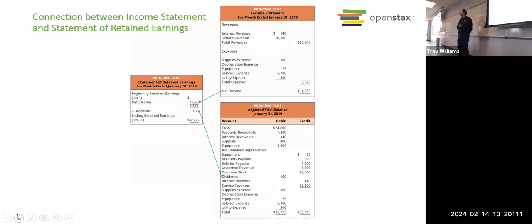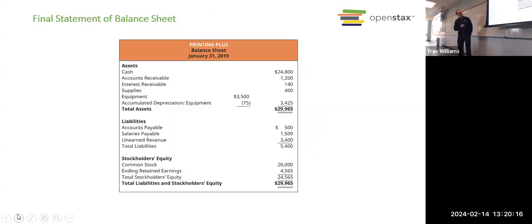Are there any questions so far? Okay, now on the balance sheet, notice under the stockholders' equity section, we have ending retained earnings. Where do you think that came from?